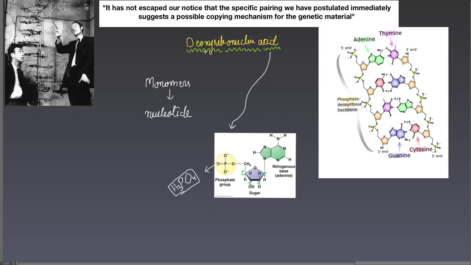If you notice, it says deoxy, which means one oxygen is missing, and the oxygen which is missing should be right over here. If this oxygen were present, it would be called ribonucleic acid, which is another molecule actually. This one is called deoxy because it's lacking one oxygen. And the third part of the molecule is called the nitrogenous base.